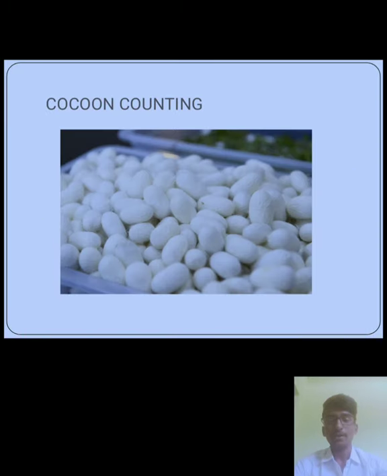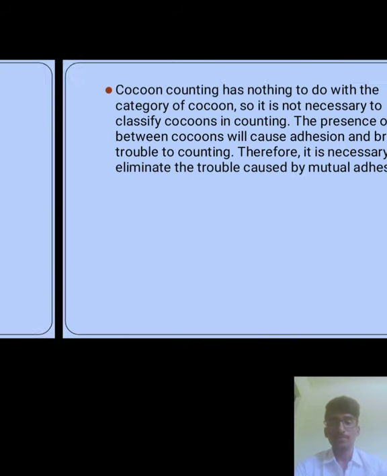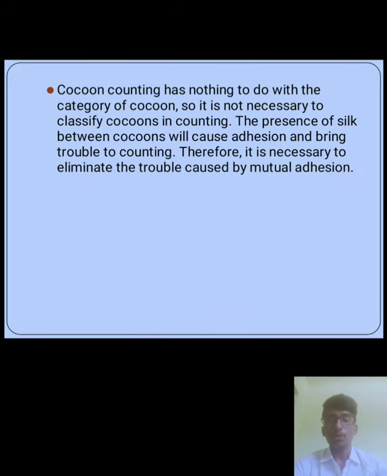So you can see the cocoons. The cocoon counting has nothing to do with the category of cocoon, so it is not necessary to classify cocoon in counting. The presence of silk between cocoons will cause adhesion, bringing trouble to counting. Therefore, it is necessary to eliminate the trouble caused by the mutual adhesion.